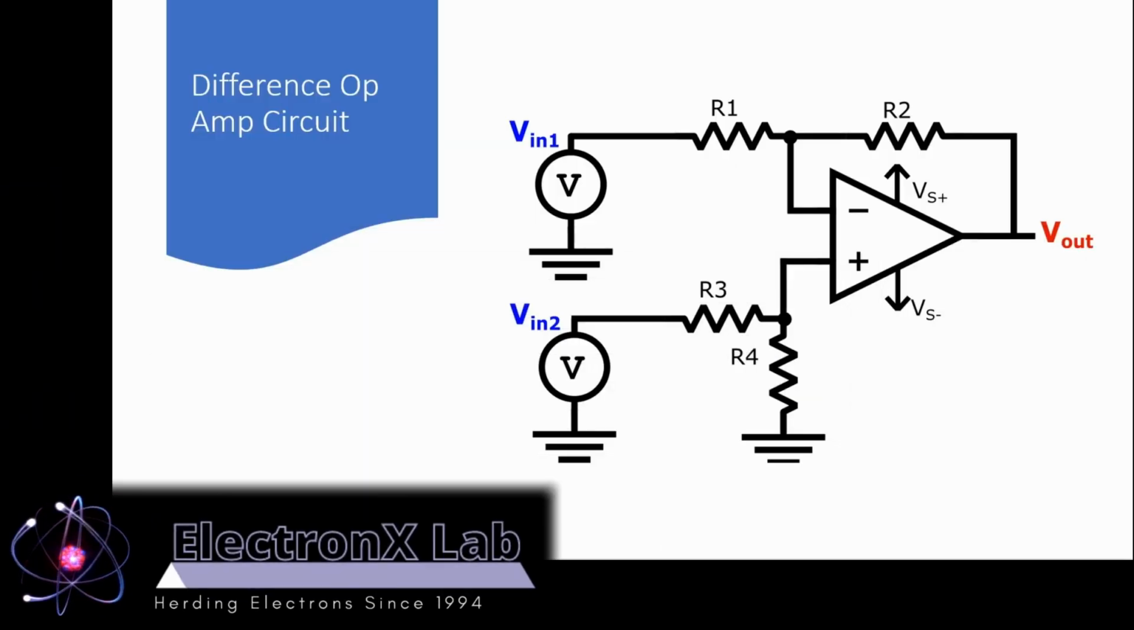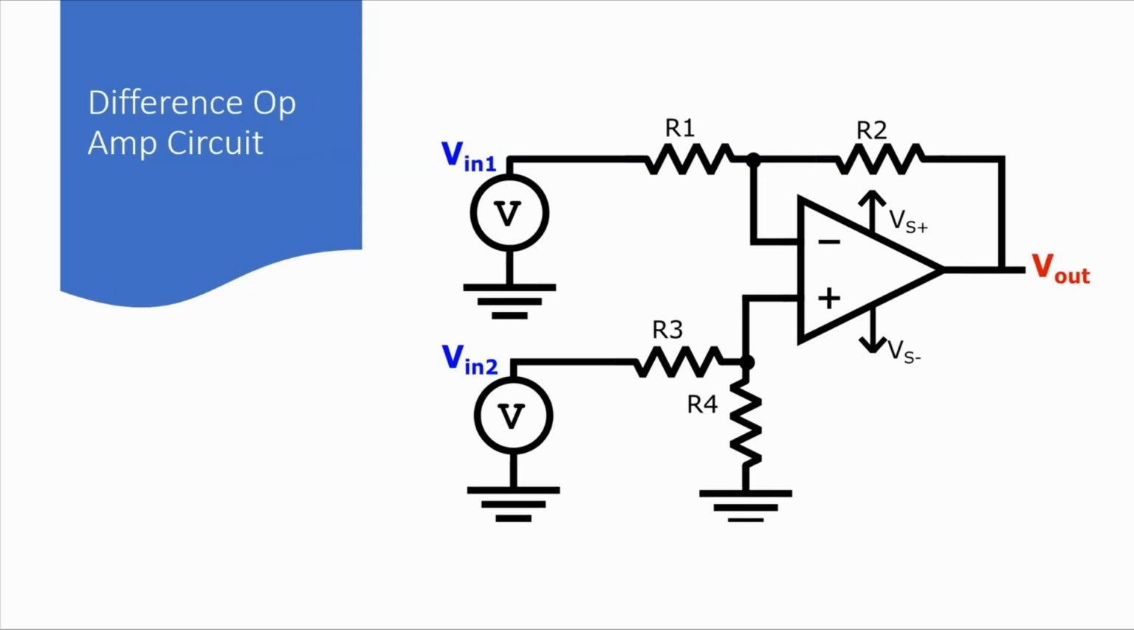In this video, we're going to look at this op-amp circuit here, which is called a difference amplifier. As with other op-amp circuits that we have examined, we're going to analyze this circuit to look at the relationship between Vout and Vin1 and Vin2.